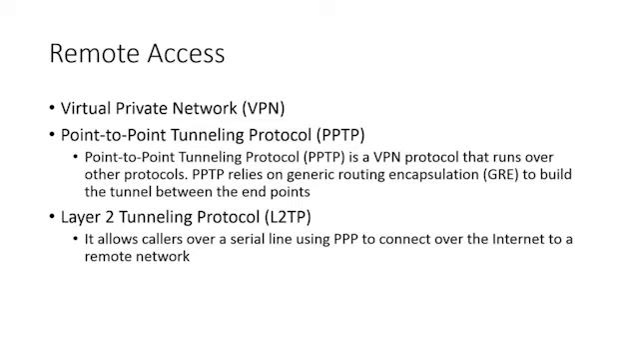Then we have something called the Layer 2 tunneling protocol. This is actually a collaboration between Cisco and Microsoft. They came together for this one because PPTP is a Microsoft thing, and Layer 2 forwarding is a Cisco thing, and they came up with L2TP. And this allows callers over a serial line to use PPP to connect over the internet to those remote networks. So it's another tunneling protocol that we can use, and it's L2TP, Layer 2 tunneling protocol.